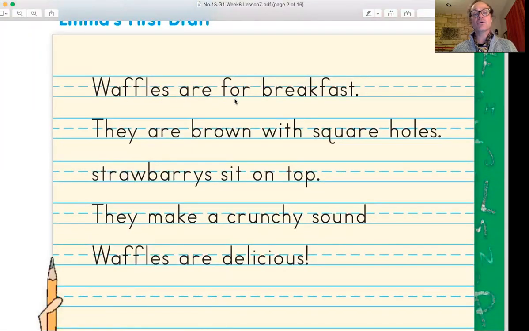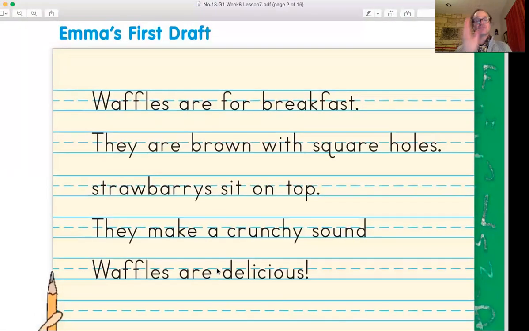Waffles are for breakfast. They are brown with square holes. Strawberries sit on top. They make a crunchy sound. Waffles are delicious. Now there's her first draft. And in a first draft, there might be some mistakes, but that's fine because it's not done yet. Do you see any mistakes in this first draft that Emma did? Why don't you stop now and just take a look at it and then start the video again? Did you find any mistakes? Well, I think we'll find out later.